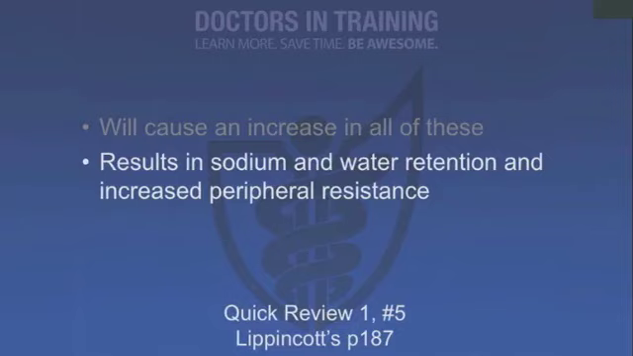And that's why they increase renin, angiotensin II, and aldosterone, because they feel like they need to hold on to more fluid, or they need to cause vasoconstriction and increase peripheral resistance. So you'll get a sodium and water retention, and you'll also get an increase in peripheral resistance.